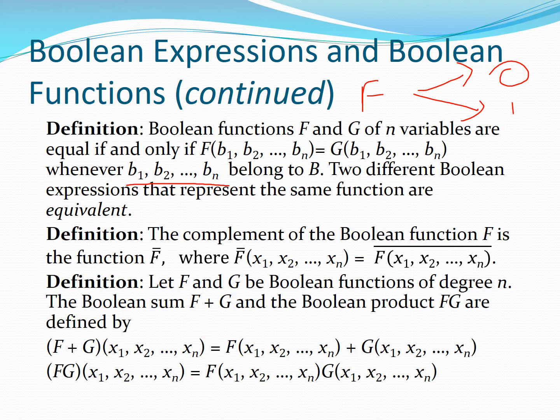And once again, do not forget, b1 through bn each represent a Boolean variable, and they can take values from the Boolean alphabet, which is going to be either a 0 or a 1. All right, now let's move on to the next definition.